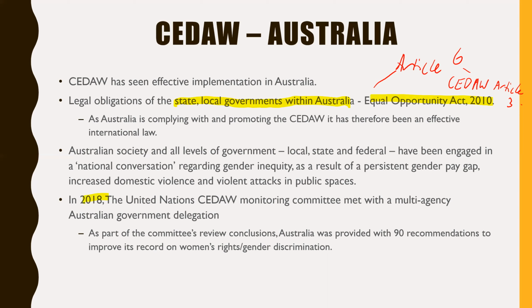In 2018, the CEDAW committee met with a number of officials within Australia. Within the review, they provided Australia with 90 recommendations to improve its record on women's rights and gender discrimination. As far as I know, the recommendations haven't actually been fulfilled, so that could be something to talk about. It shows that Australia has been somewhat effective, but justice may not be really achieved here for women because there are still some gaps. Despite the committee trying to encourage change, nothing has been done about it.